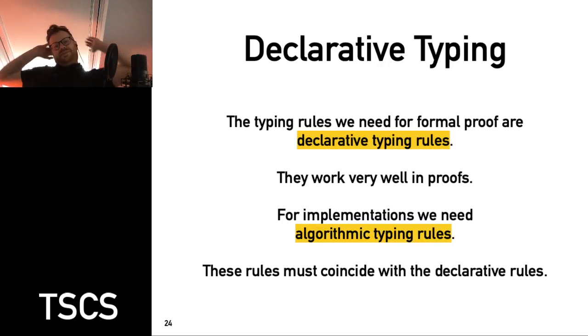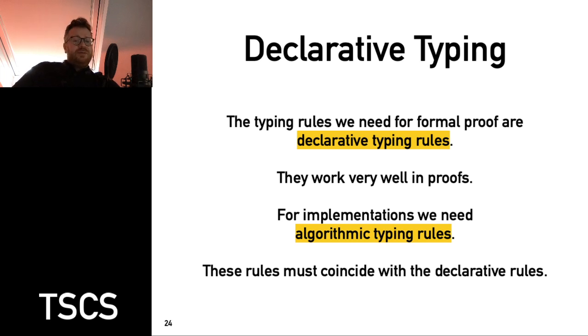So what to do? The thing is, the rules that we learned right now were so-called declarative typing rules. And the thing about declarative typing rules is they work very well in proofs, as we've seen. They very naturally fall into place for the progress and preservation proof that we did, and we didn't have much work with that, to be honest. It was quite mechanic, it was quite the same thing as before.